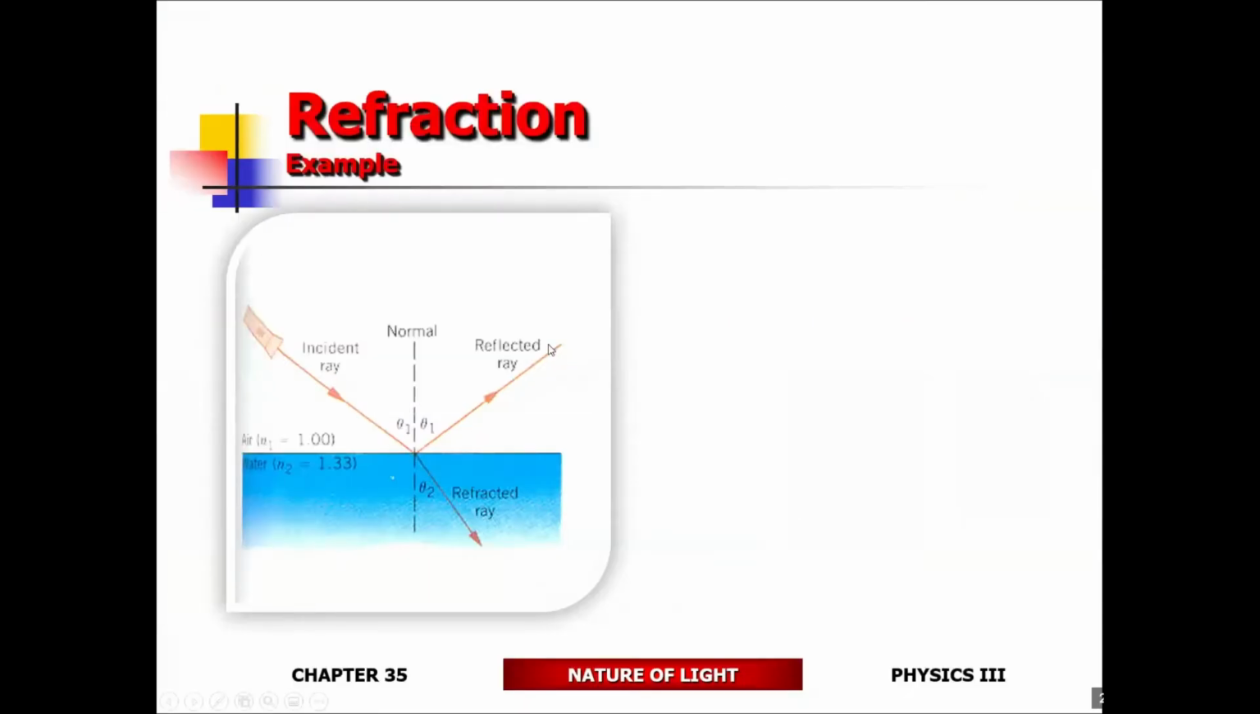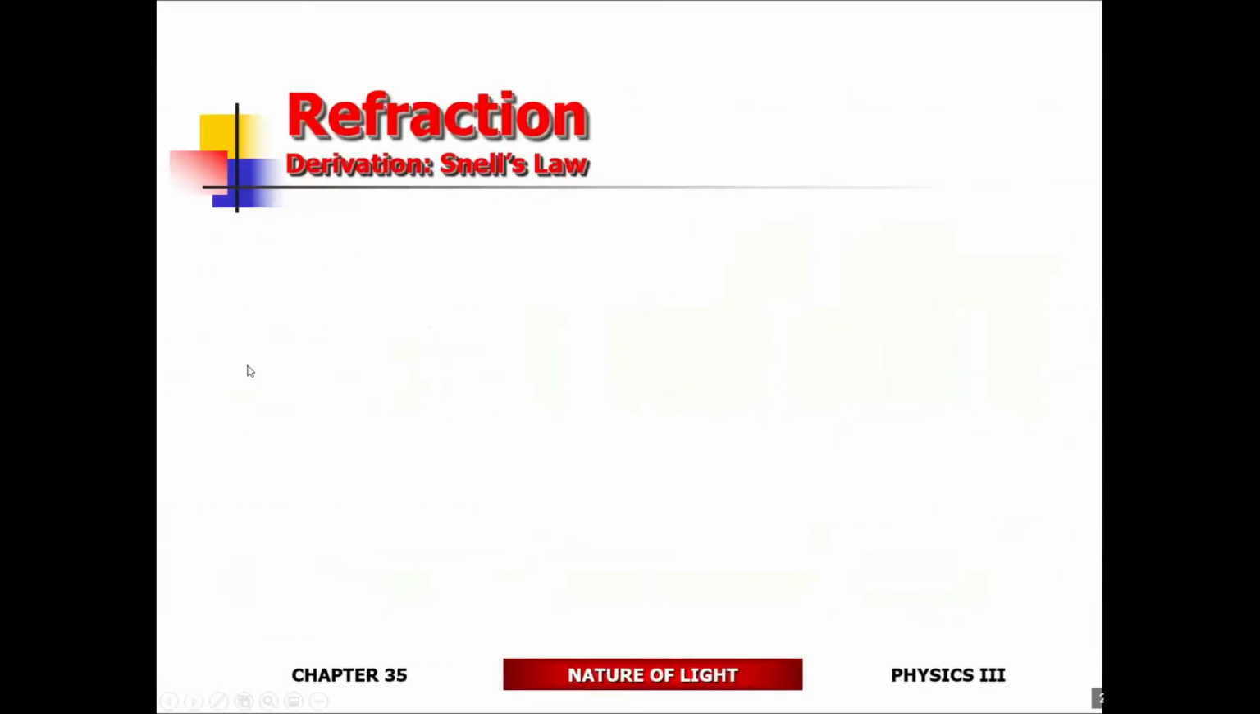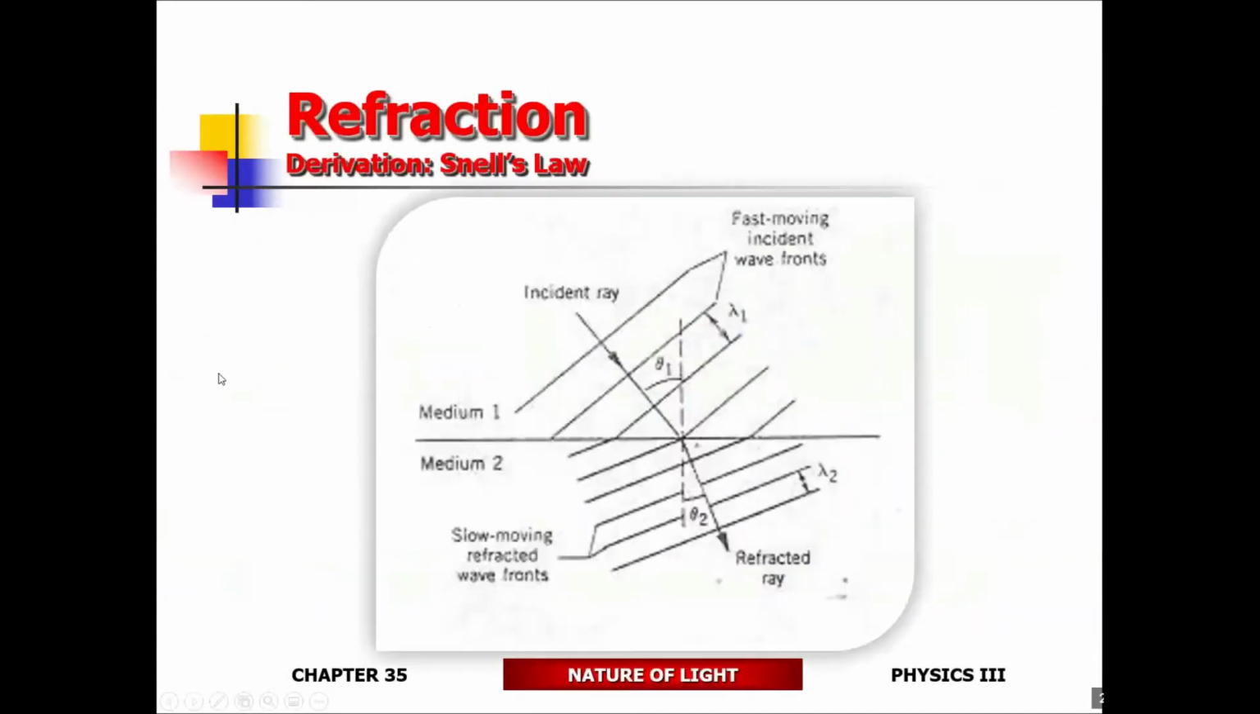So now you got the incident ray, you got the reflected ray, and you got the refracted ray. Index of refraction for water is going to be higher, which means that it's going to slow down in water. As the ray is coming from a less dense into more dense medium, it's going to get refracted towards the normal. As the ray is coming from more dense into less dense medium, it's going to get refracted away from the normal.